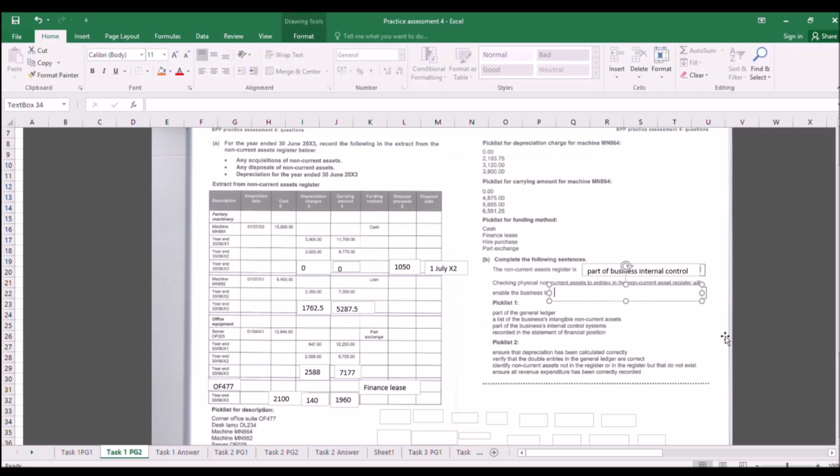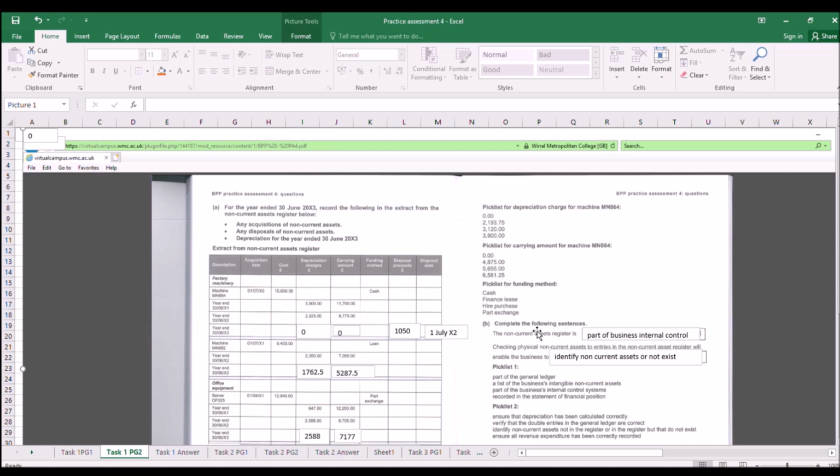Right, so that one's going to be the identify non-current assets. So that's the answer for that one. And ensure all revenue expenditure has been correctly recorded. So that's almost like the absolute nonsense answer. Right, so that question is done there. I think that's it, really, for the first bit. Right, let's move on to question 2.